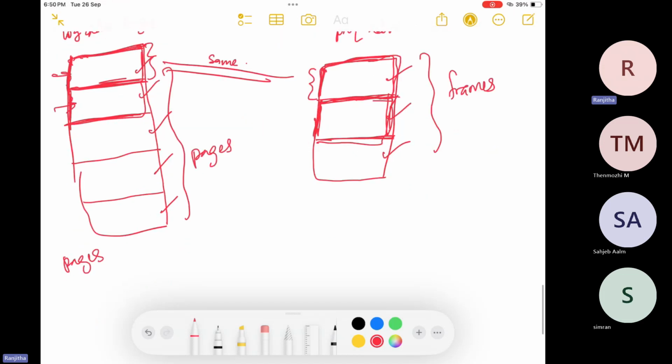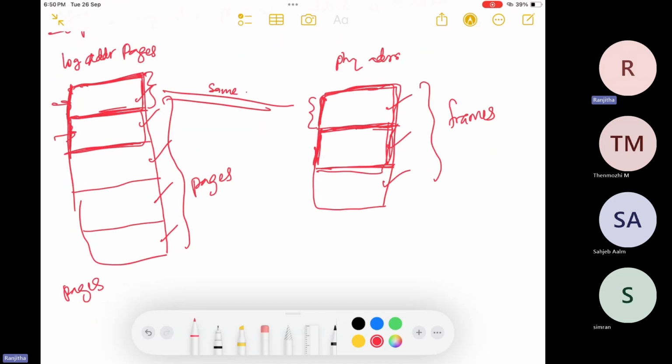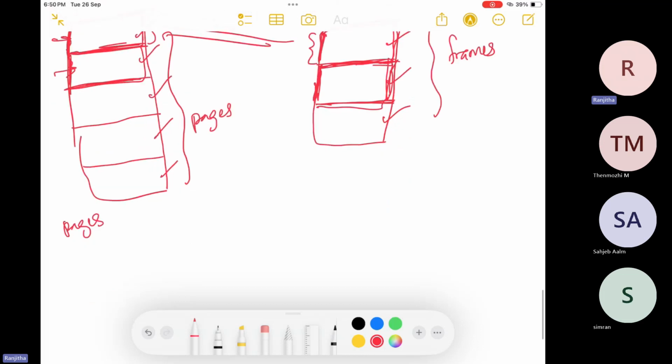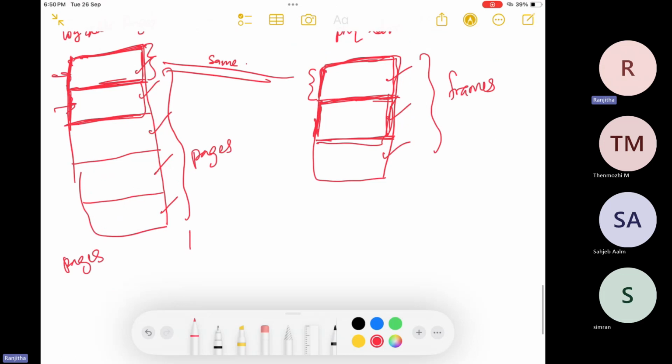So in paging, there are a couple of things coming up, which I'll come to, and we'll see a couple of examples also: how this address mapping, the page number to frame number mapping, is done, and all that. So in paging, this is the basic concept.